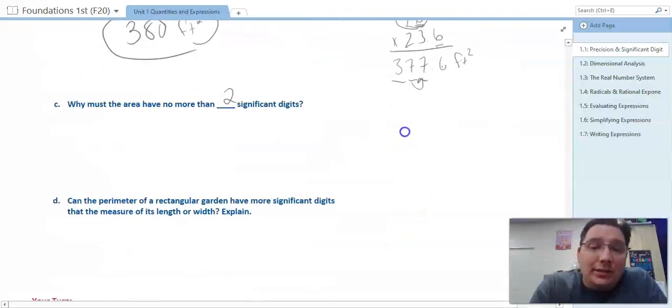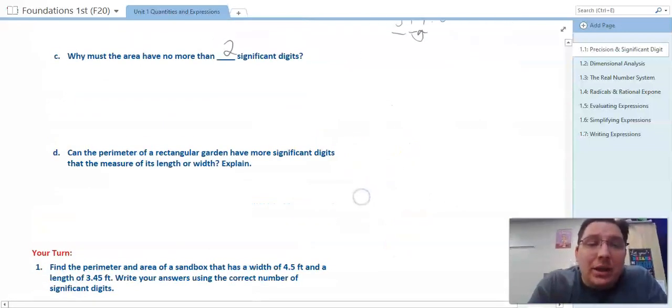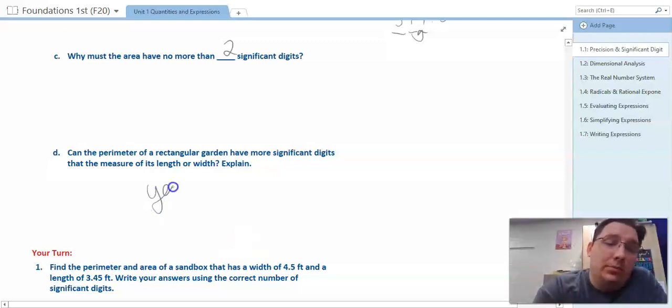All right, we've got one more question here. Can the perimeter of a rectangular garden have more significant digits than the measure of its length or width? Think about that for a second. Pause the video and just take a second to think. And so the answer is yes here. And again, it depends on our values.